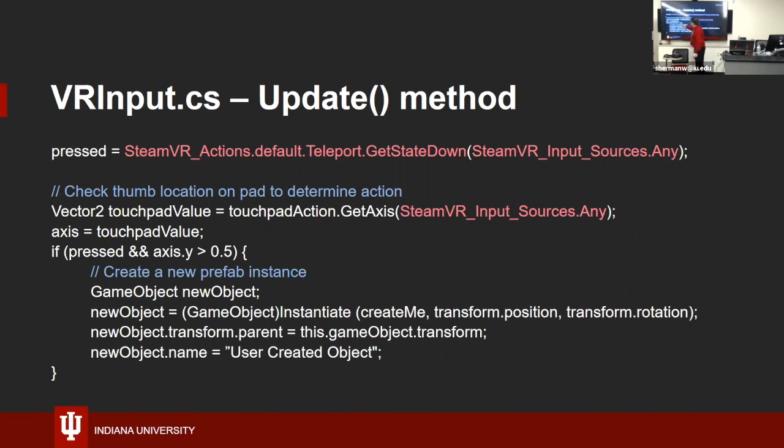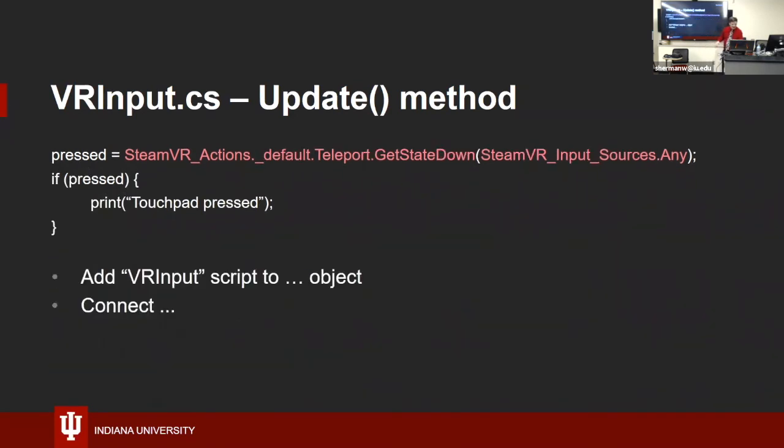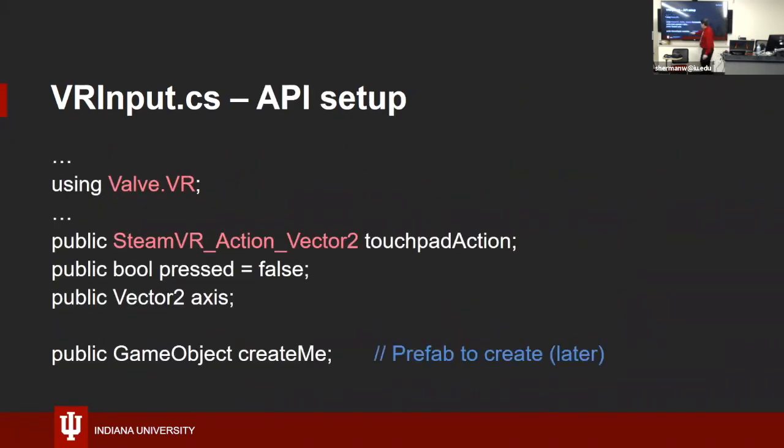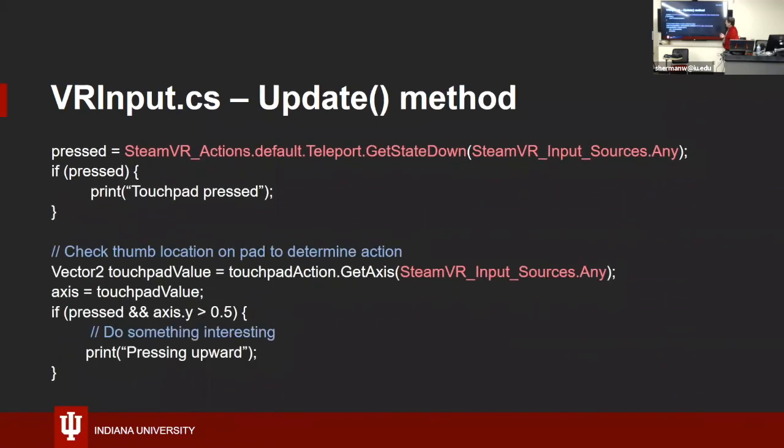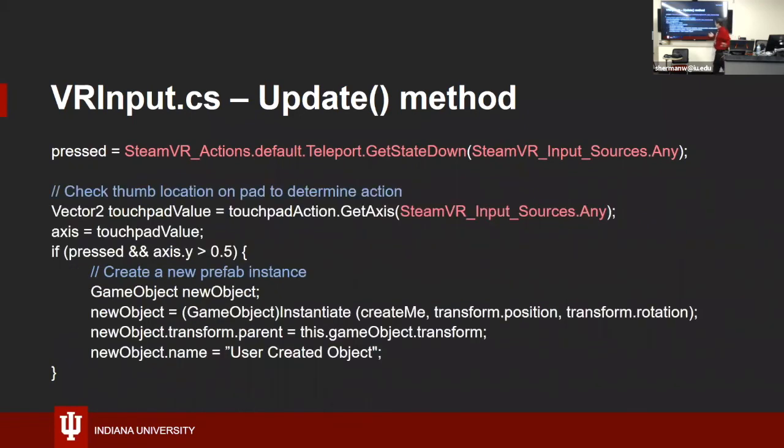This is how you create new objects. On a slide several slides ago, I'll go back here, I had this new variable at the end called a game object, which is public create me. So any prefab I can create. So a sphere, a cannonball. I was going to show some pottery in this case, but that's not working.